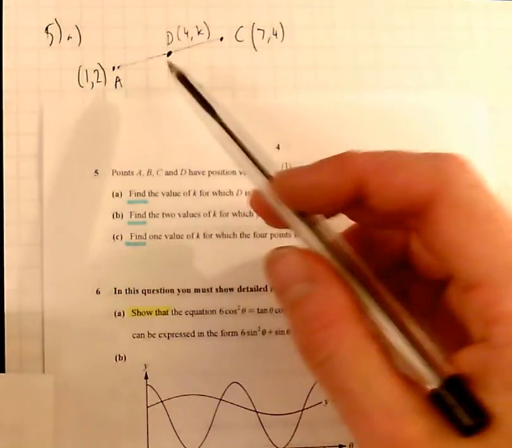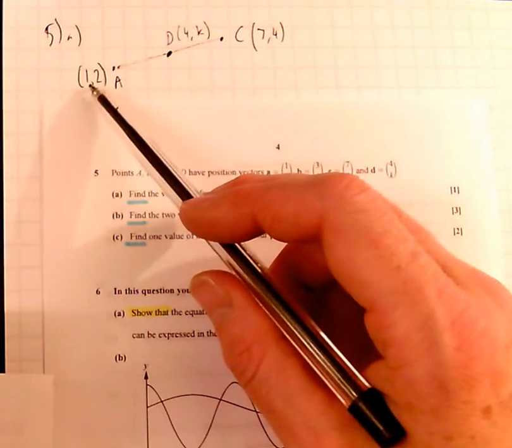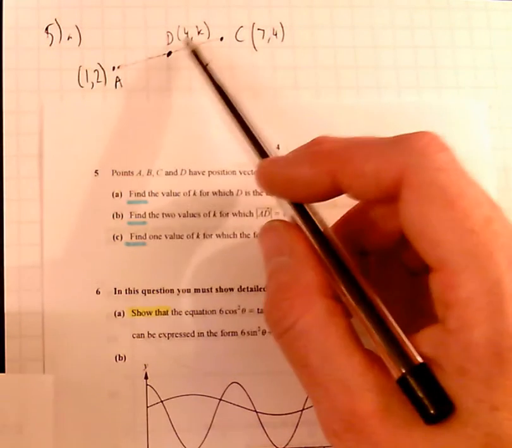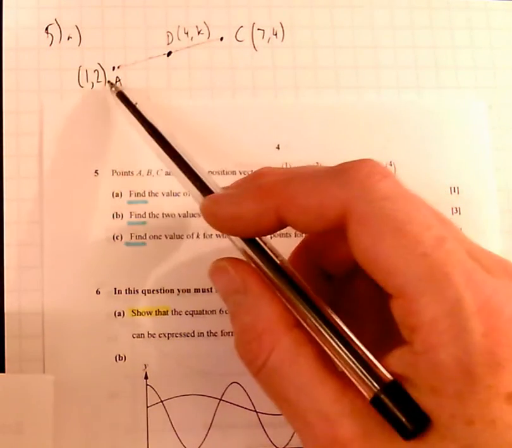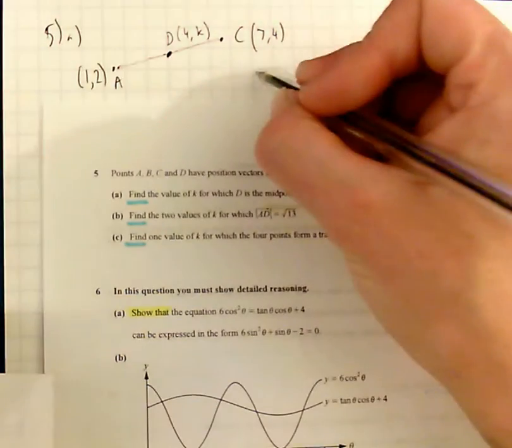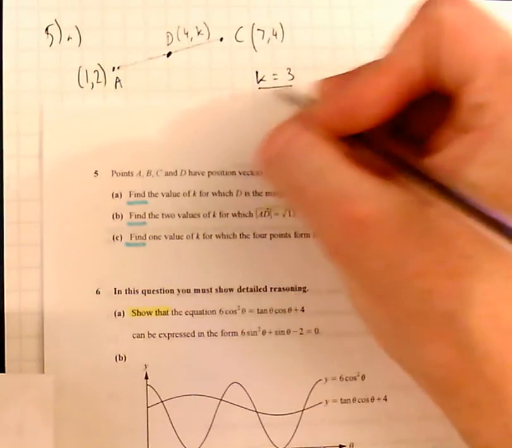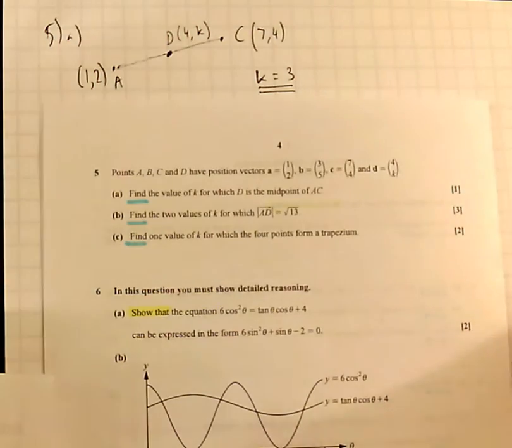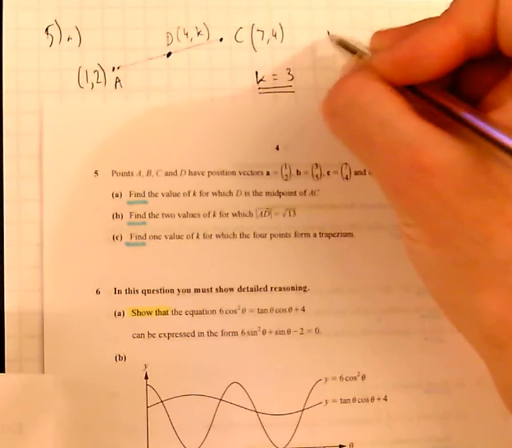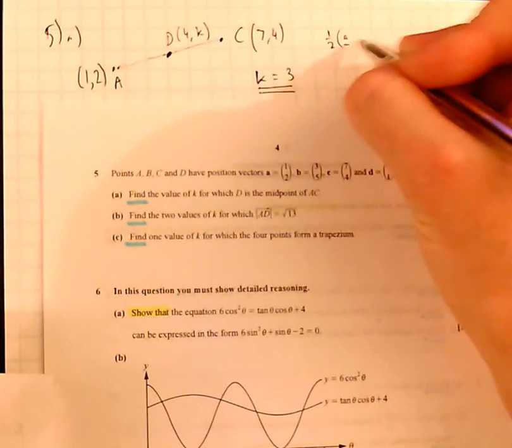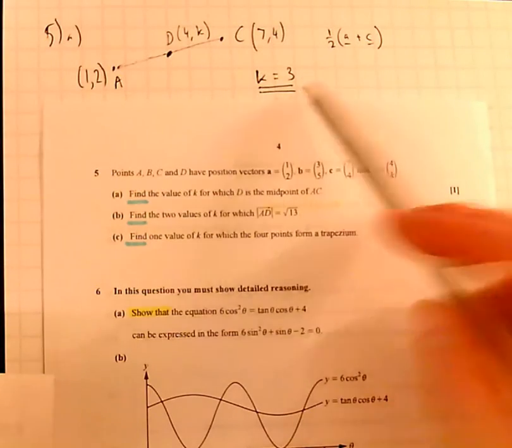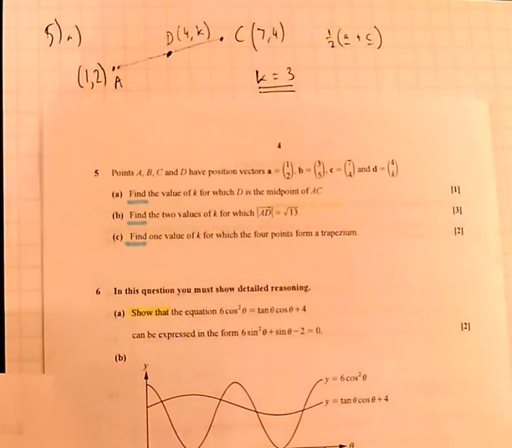Now if we do the first coordinate, the x coordinate is 1, add 7 and half it, we get the 4. We just do the same to the y's. 2 plus 4 is 6 and half it, so we get k is equal to 3. You can do it with vectors. Remember, if you want the midpoint of A and C, you would do a half of A plus C, and that would give you 4, 3, which tells you k is 3.